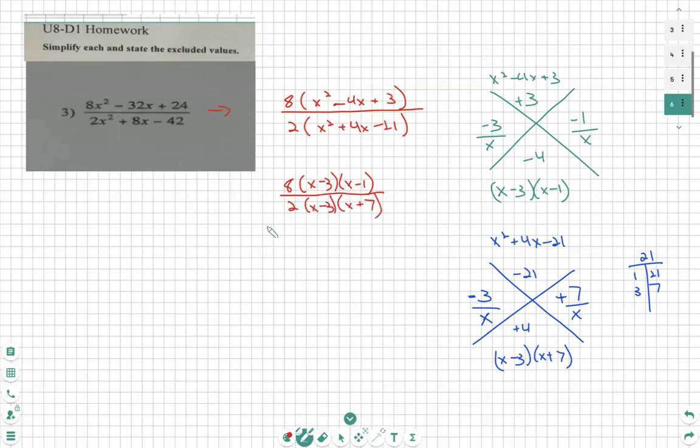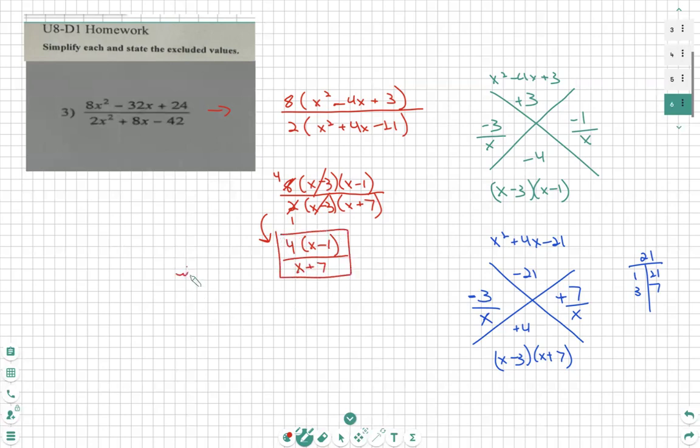Then what we can do is simplify. So what simplifies is the 8 and the 2 will cancel. We can take a 2 out of both of them, so a 4 is left on the numerator. We see the x minus 3's cancel because they both share 1. And then what we have left is 4 times x minus 1 all over x plus 7. That is it. That is our final simplified expression.